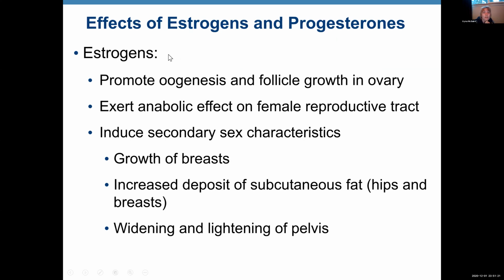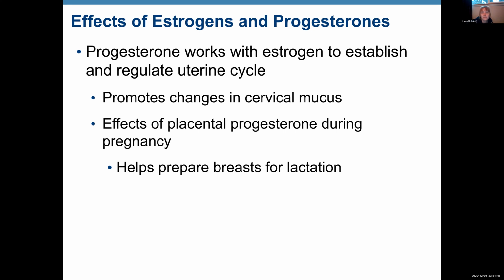Effects of estrogen and progesterone. Estrogens promote oogenesis and follicle growth in the ovary, exert an anabolic effect on the female reproductive tract, and induce secondary sex characteristics: growth of breasts, increased deposit of subcutaneous fat in hips and breasts, and widening and lightening of the pelvis. Progesterone works with estrogen to establish and regulate the uterine cycle, promotes changes in the cervical mucus, has effects of placental progesterone during pregnancy, and helps prepare the breast for lactation.